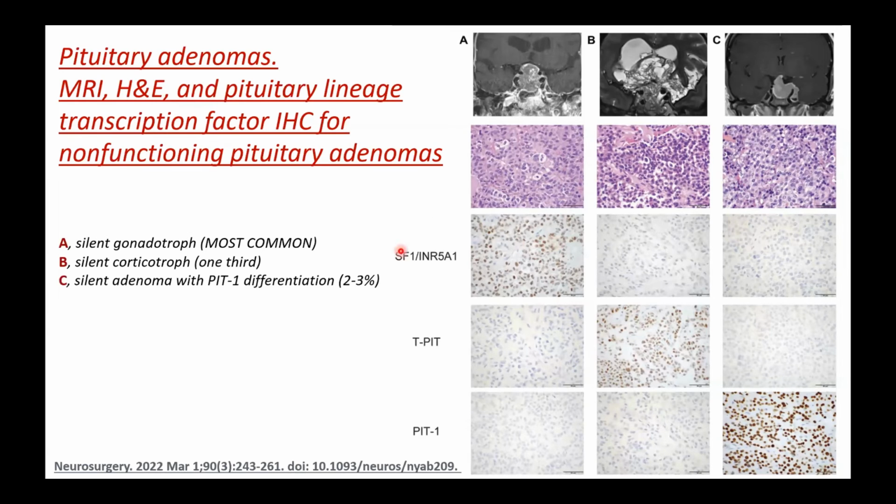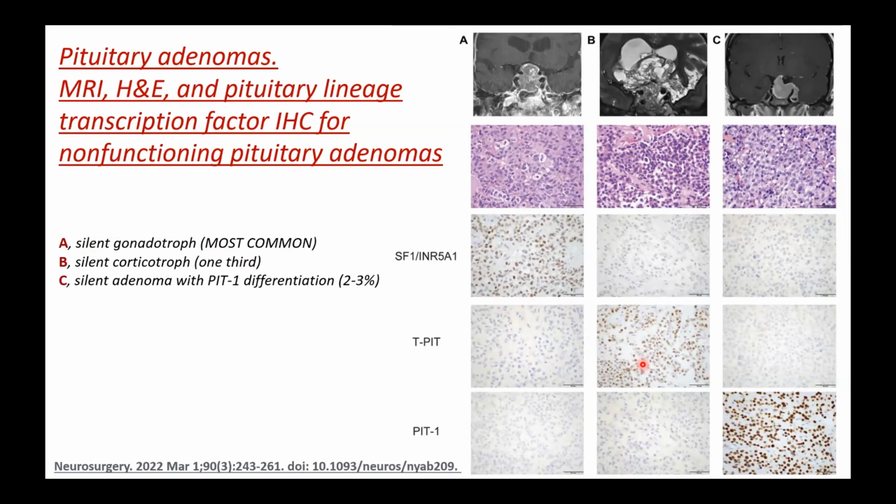So the presence of SF1 nuclear staining is indicative of a silent gonadotrope. These are the most common, roughly half, maybe slightly more, of null cell adenomas, which can be reassigned to this category. About a third are TPIT positive, so they'll be negative for SF1. These tumors will be negative for SF1 and negative for PIT1, but they're positive for TPIT. That's indicative of a silent corticotroph.